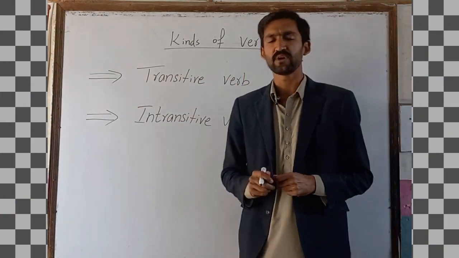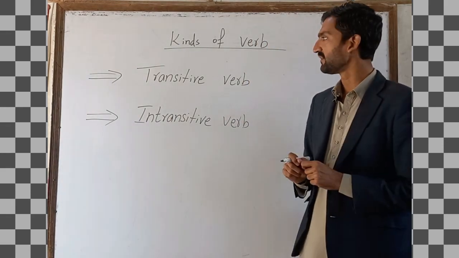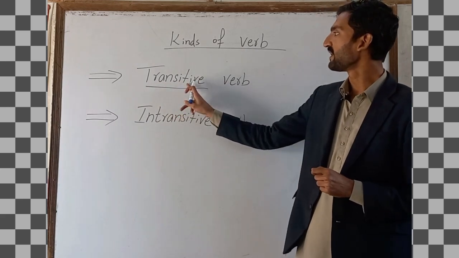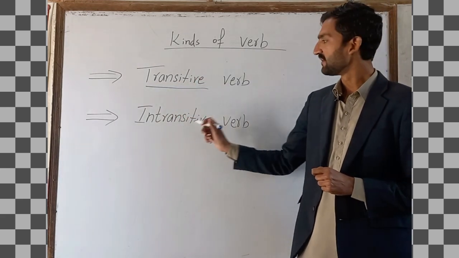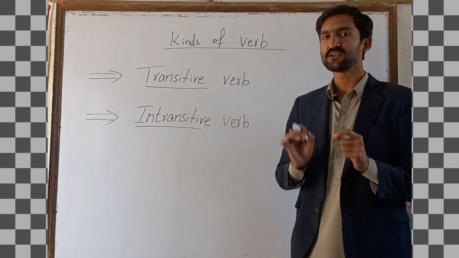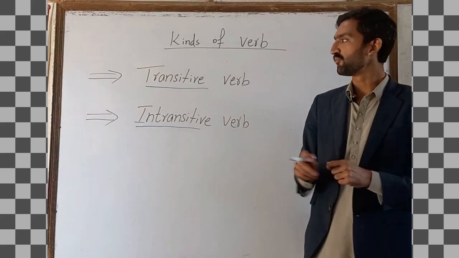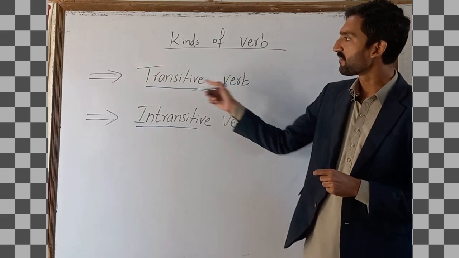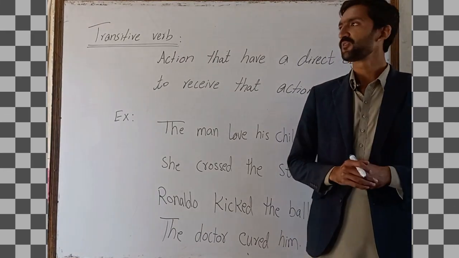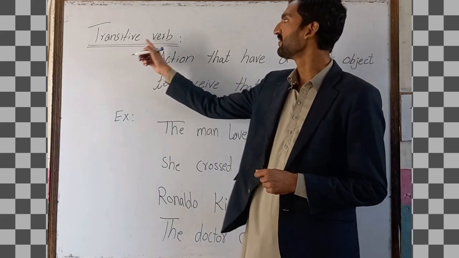In kinds of verb we have two major kinds. The first kind of verb is the transitive verb. The second is the intransitive verb. These two are the major and key types of verb. We will see them one by one in detail. In types of verb, first we see the transitive verb.